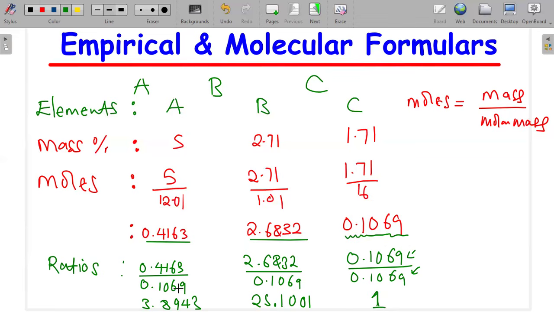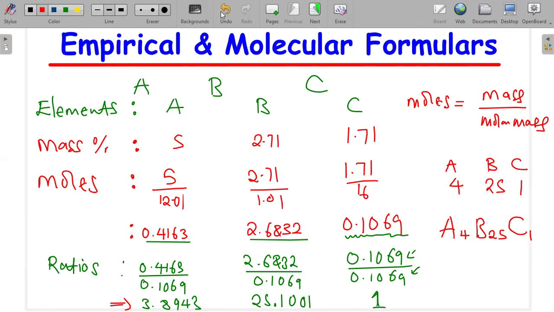Okay, so the ratios are these that are found there. There's 3.89 something, 25.1 something, and then 1. So here we'll just simply round these off. If I round off this one, I get 4. If I round off this one, I get 25. If I round off this one, it's just 1. So this one is for A, this one is for B, this one is for C. So it means your empirical formula will be A4, B25, and then C1.